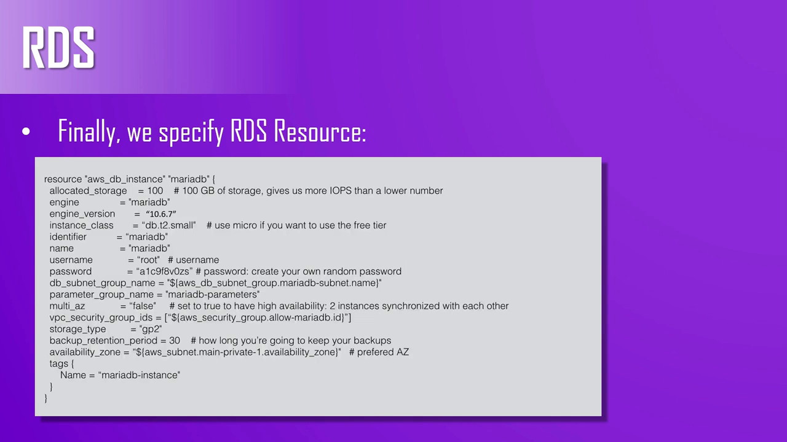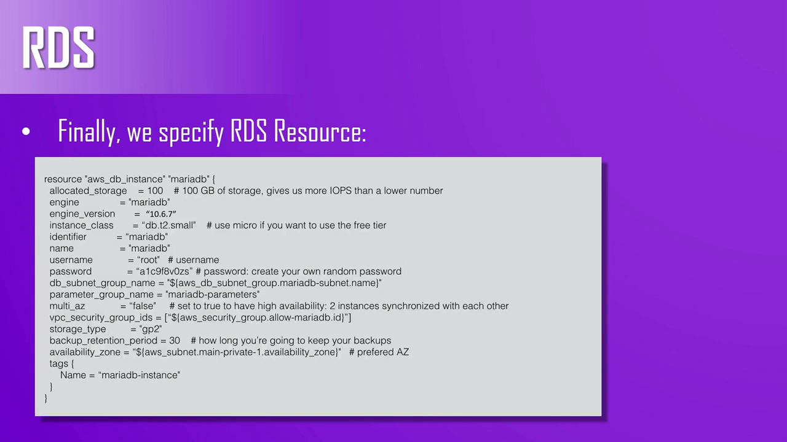The instance class, you can use micro if you want to use the free tier, otherwise small is a good choice. Identifier equals MariaDB. Name equals MariaDB. And then we can specify a username and password. The username can be root or anything that you would like. The password is just a random string. Just put the random string here that we are going to use in the demo, but you should create your own random password, of course.